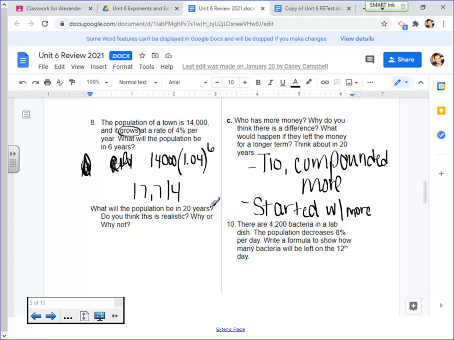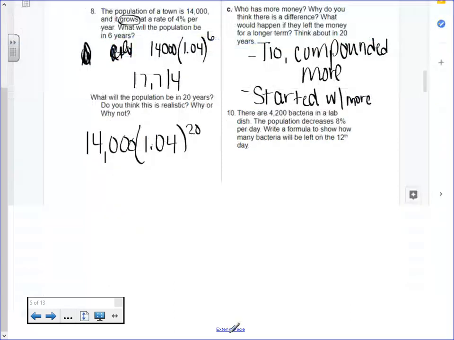What will the population be in 20 years? Do you think this is realistic? Why or why not? We're going to use the exact same equation that we did. Instead of 6, though, we're going to use a 20. So we're going to see, according to this growth function, how many people would live in this town after 20 years. And then they asked, is this realistic?